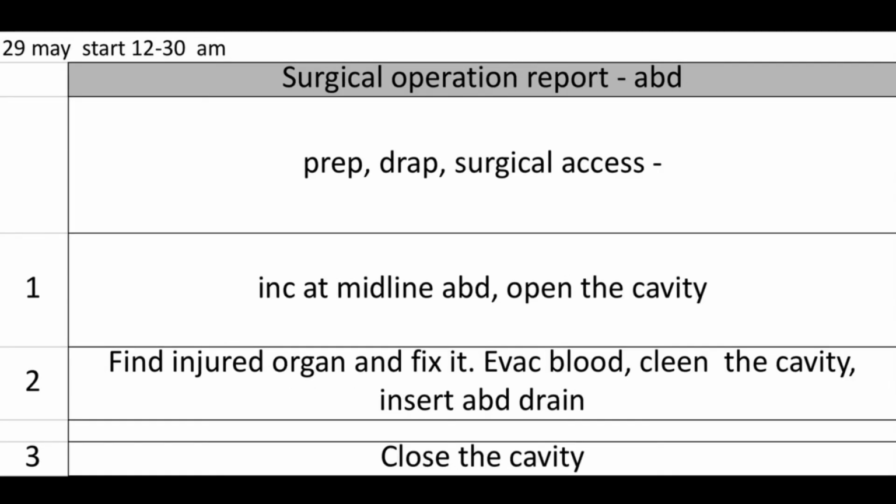For surgical operation report on abdomen, first we will prep, drape, surgical access, and then we will do incision at midline abdomen, and then we will open the cavity. We will find the injured organ and then fix it, and then we will evacuate the blood, clean the cavity and insert abdominal drain, and then we will close the cavity.